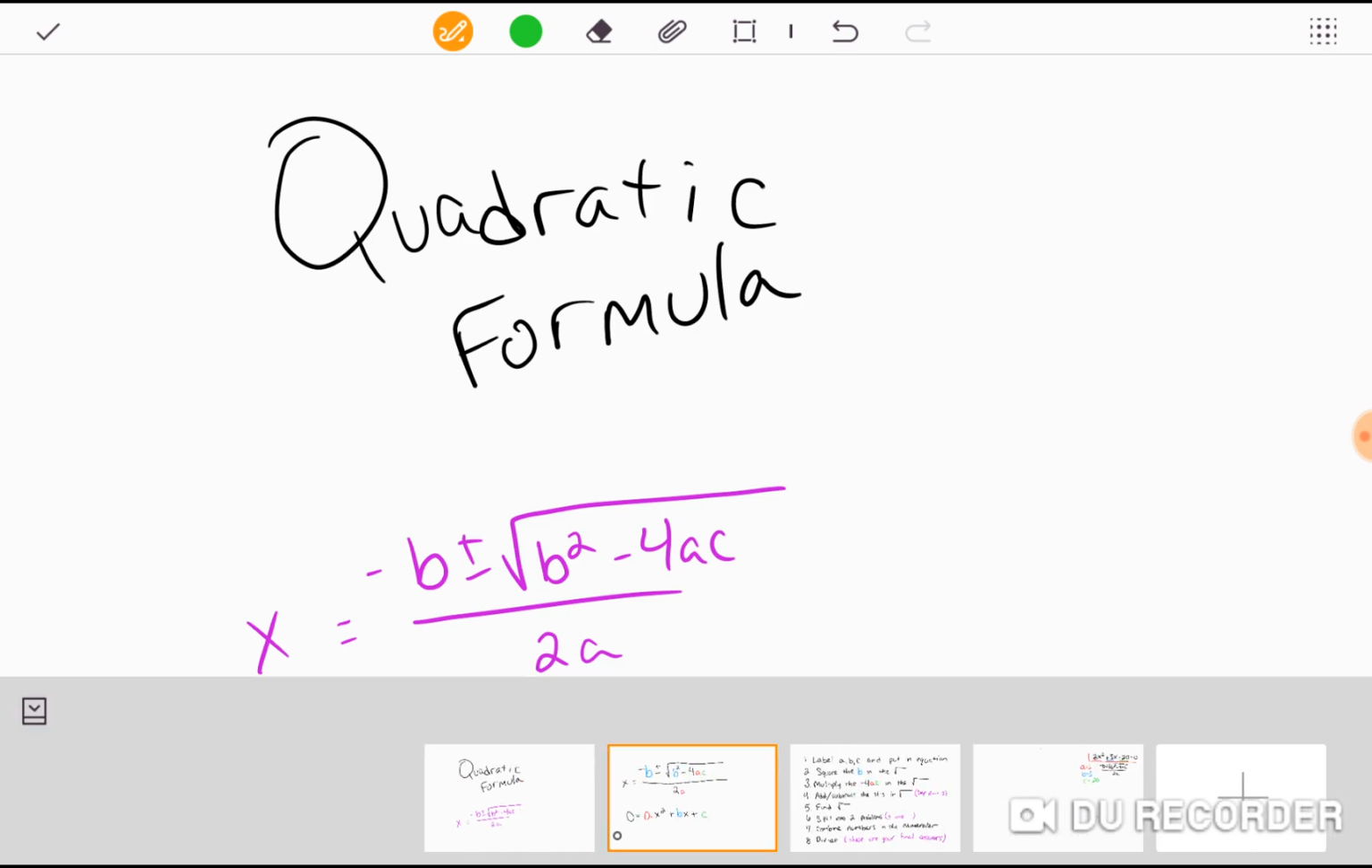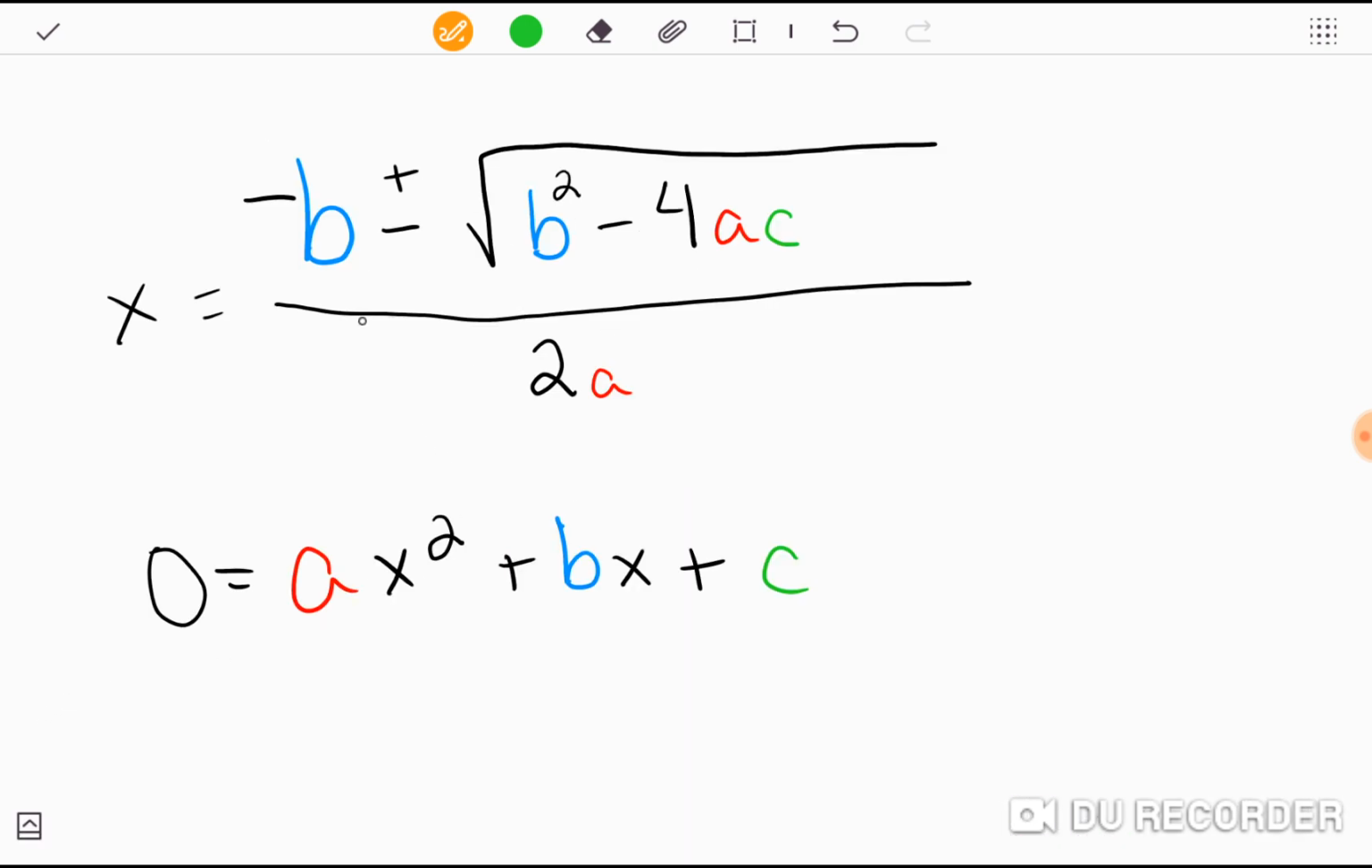What I did here is for the quadratic formula, I put everything in black that stays whatever it is. So everything in black stays, it doesn't get changed by the equation at all. Notice how in the quadratic formula it has to equal 0. If it doesn't equal 0, you have to make it equal 0. I color coded everything also.